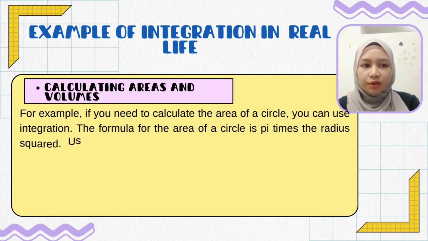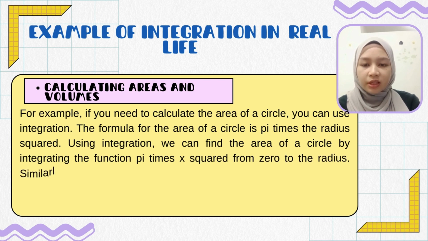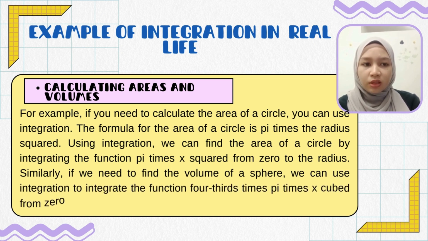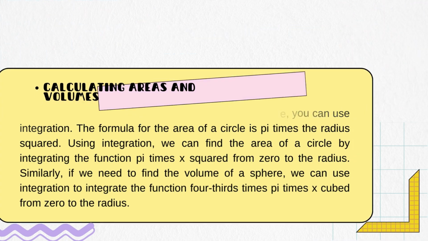The formula for area of a circle is pi times the radius squared. Using integration, we can find the area of a circle by integrating the function pi times x squared from 0 to the radius. Similarly, if we need to find the volume of a sphere, we can use integration to integrate the function four thirds pi times x cubed from 0 to the radius.